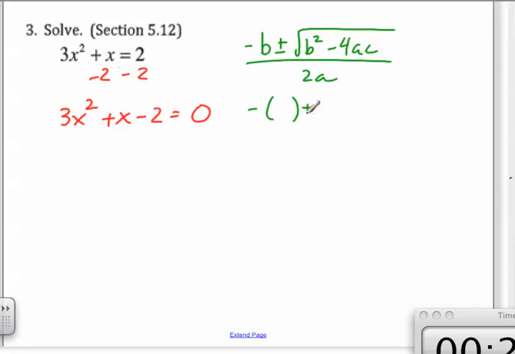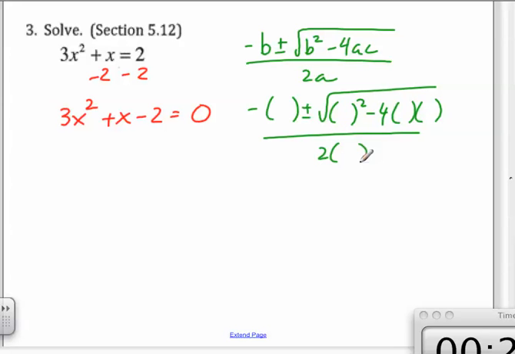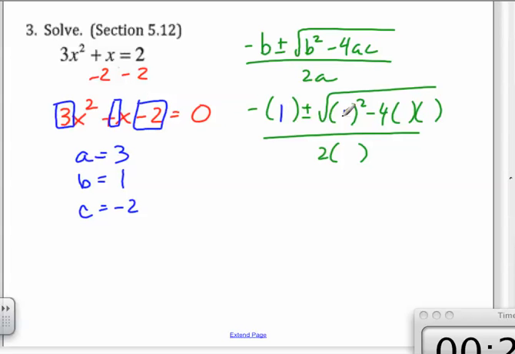I'm going to write it again with my parentheses so I can fill them in. All over 2a. Now I need to know what a, b, and c are. A is 3, b is equal to 1, and c is equal to negative 2. Remember, this is a, this is b, and that's c. Okay? So let's fill them in. B is 1 and 1. A is 3 and 3. C is negative 2. Okay?